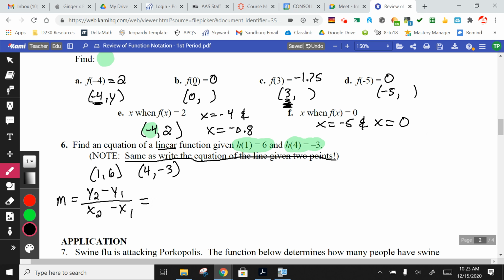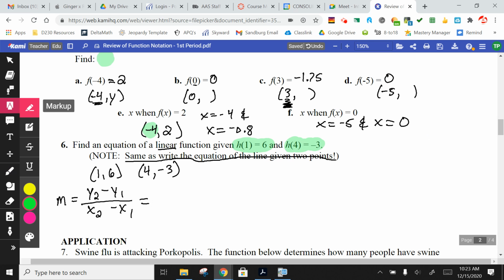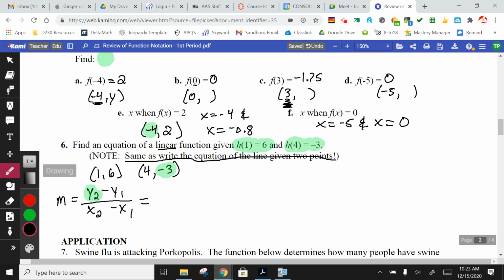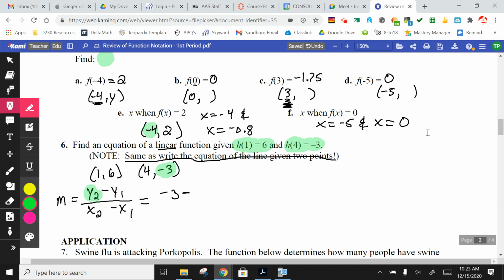So when we go to do this now, what these are just saying is I want the y coordinate in my second point. So this is the y coordinate in the second point. So you're going to plug in a -3. Then we're going to do minus. The next one means I want the y coordinate in point number 1. So here's the y coordinate in that first point. That is a 6.